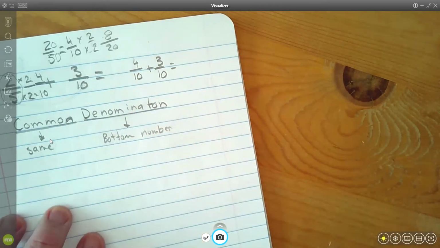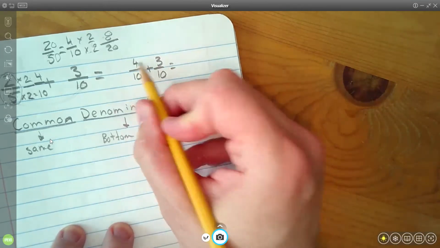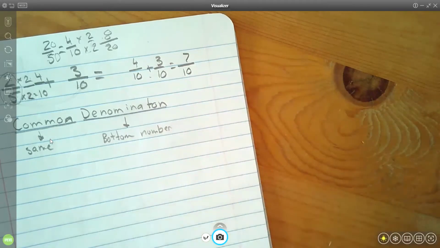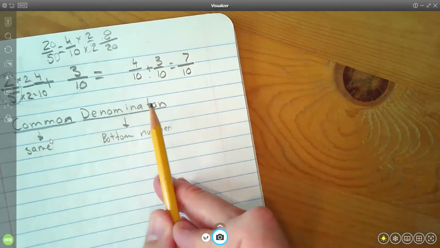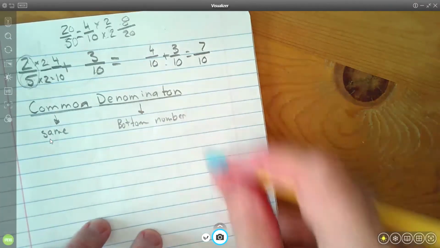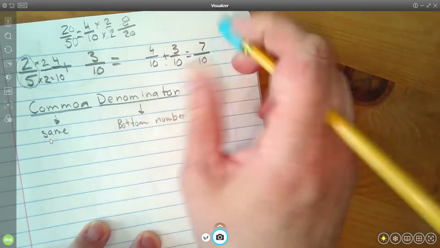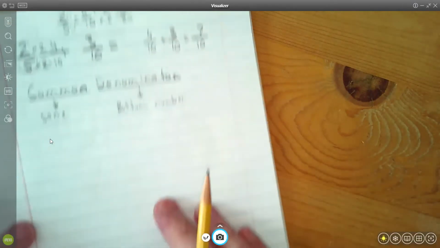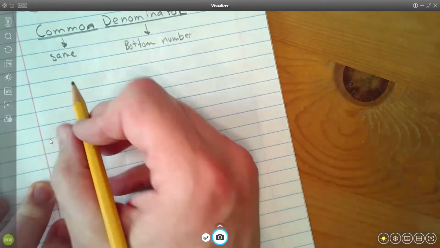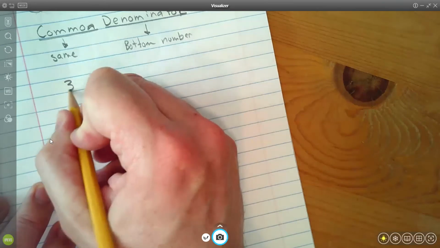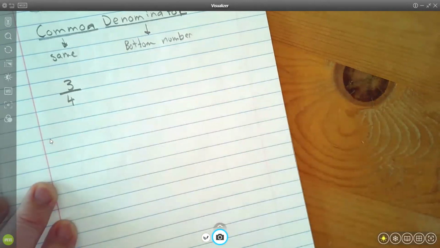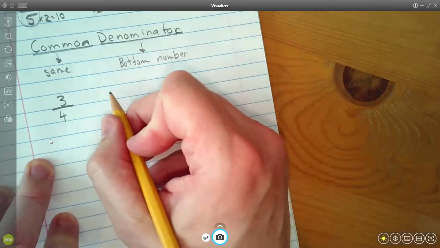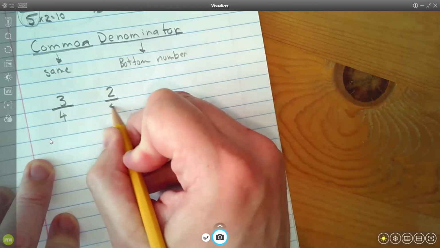Now that problem becomes real easy for us. 4 plus 3 is 7, and tenths just stays the same. There we go. So common denominators. My R looks like an N there, common denominator. Okay, same bottom number. So just to show you a couple of examples here, let's say I had 3/4, and let's say I had a number that's not quite as easy to get to, let's say 2/5.